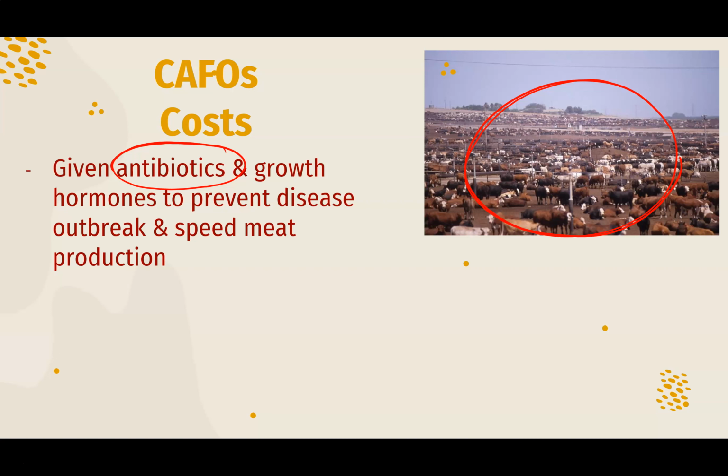And if one dies and this one gets sick and this one gets sick and this one gets sick, before you know it, you lost many cattle or chickens or whatever. And that's not going to be good, again, for the bottom line. And of course, you don't want the animals to die of a bacterial infection. That's horrible. They're also given growth hormones.